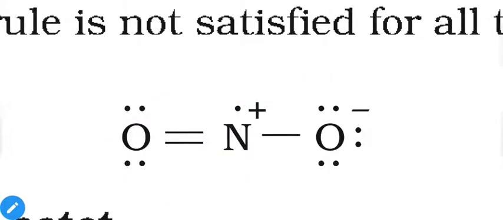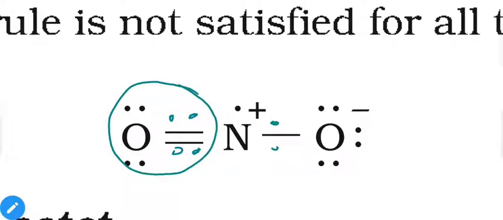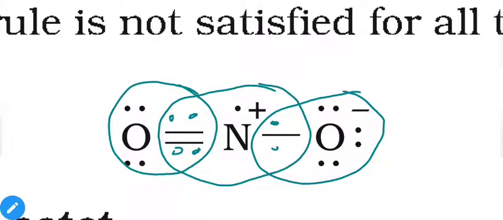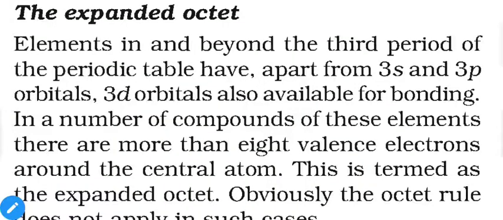In the case of NO2, the same situation occurs. In the double bond, 4 electrons will be used. In the single bond, 2 electrons will be used. If we check the oxygen, 8 electrons are complete. Second oxygen, 8 electrons are complete. But for nitrogen, we have 4 plus 2 plus 1, total 7 electrons. So the octet is incomplete. Next is expanded octet.